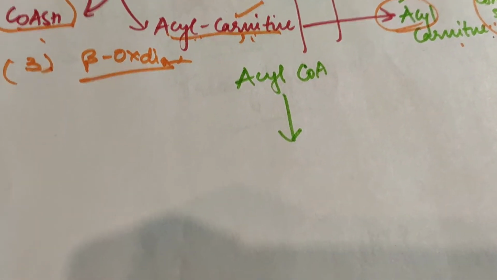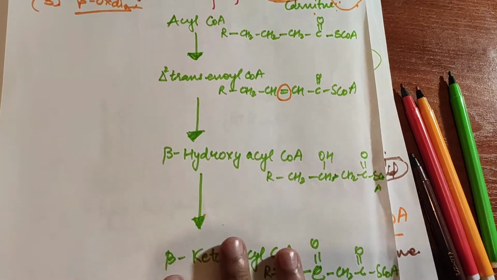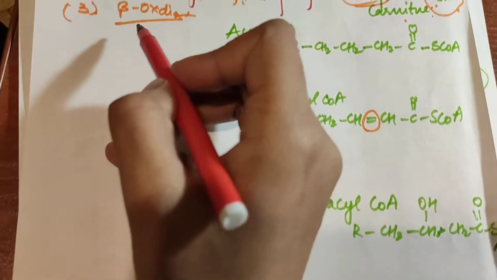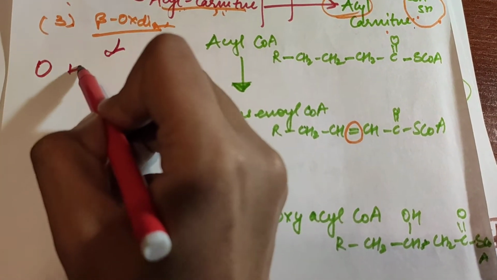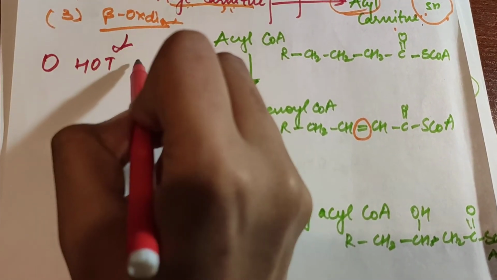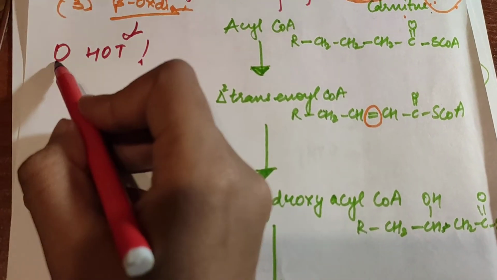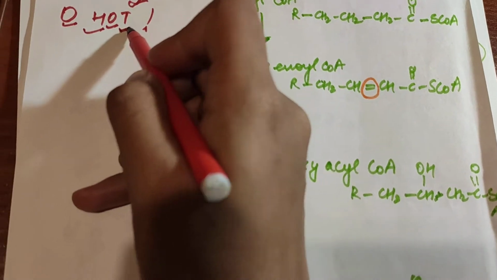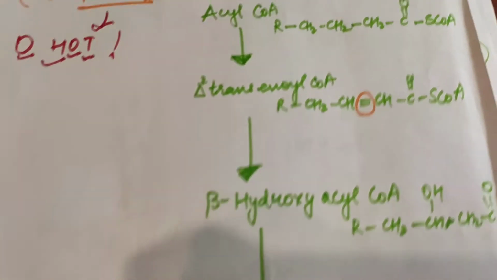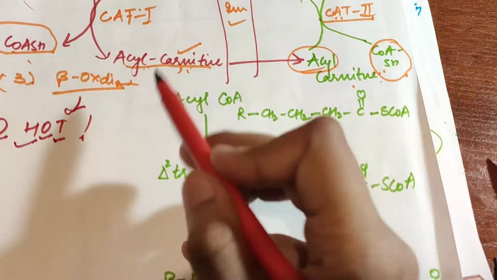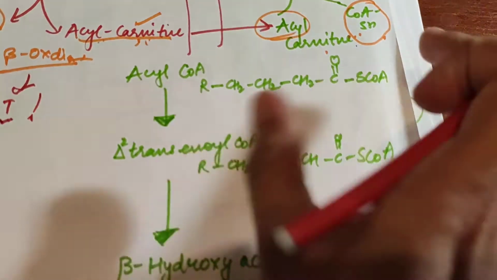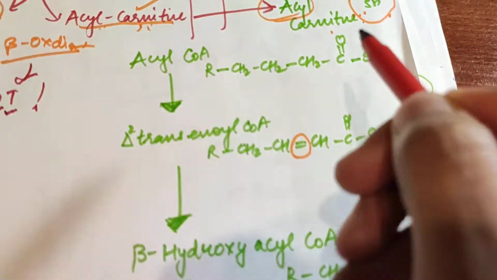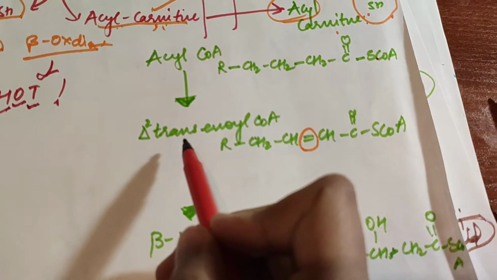This is a series of reactions. I have written the beta oxidation steps, and there was a mnemonic for beta oxidation proper: O H O T. O for oxidation, H for hydration, O for oxidation, and T for thiolase. What will happen now? First step, acyl coenzyme A. I have drawn the acyl group like this, and this is coenzyme A.